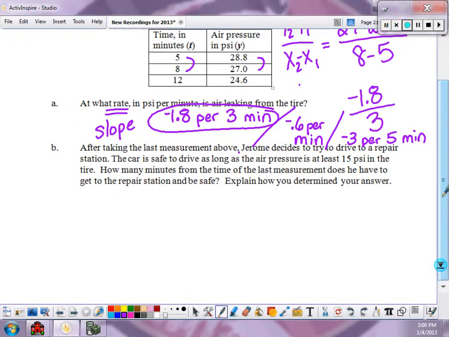After taking the last measurement, he decides to try and drive to a repair station. The car is safe to drive as long as the air pressure is at 15 in the tire. How many minutes from the time of the last measurement does he have? To get to the repair, be safe.